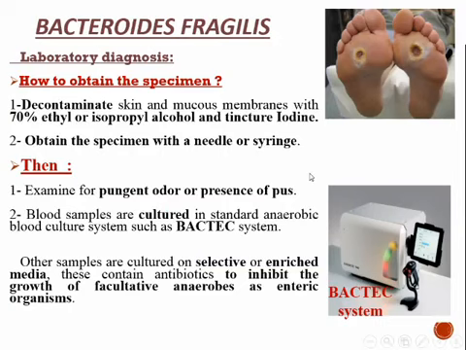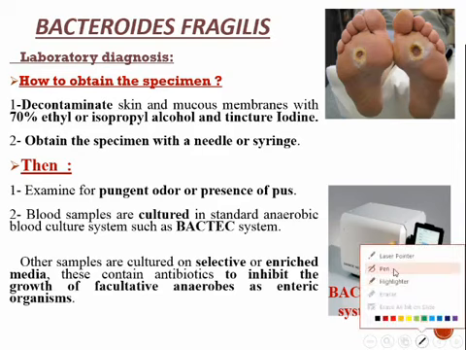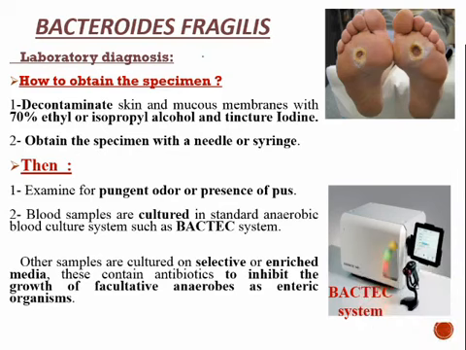Now we move to a bacterium called Bacteroides fragilis. This bacterium is an anaerobic bacterium, which means it doesn't like oxygen. It lives in anaerobic conditions. Basically it lives as a normal flora in the intestine, so normal flora in the colon basically.